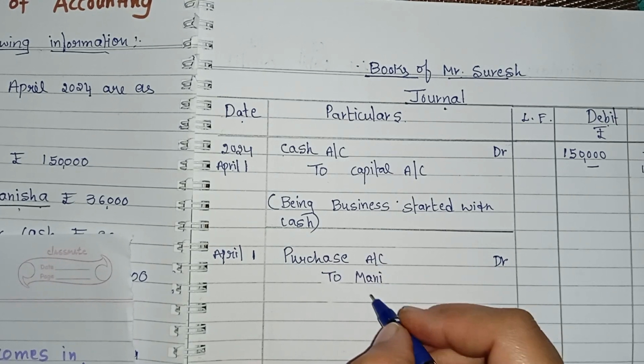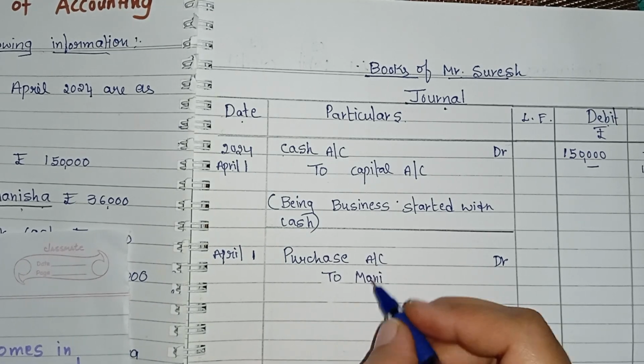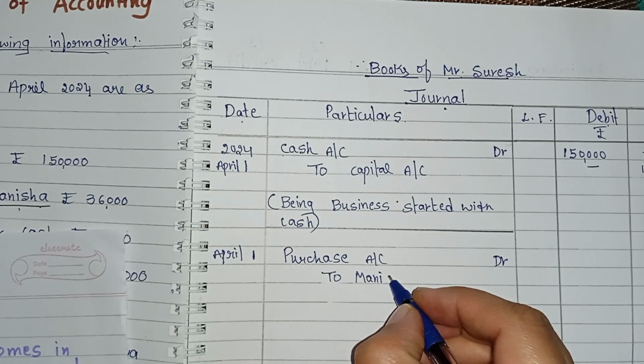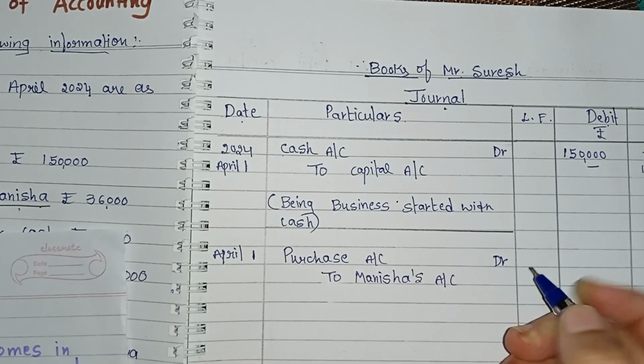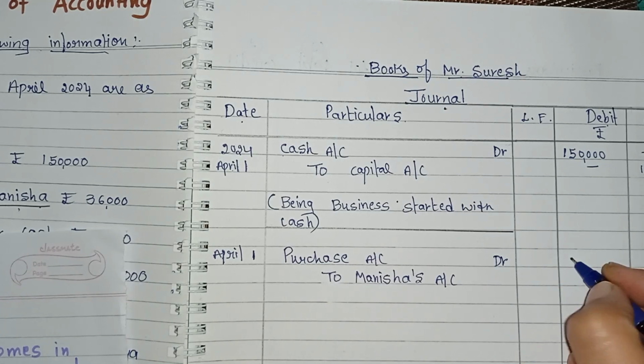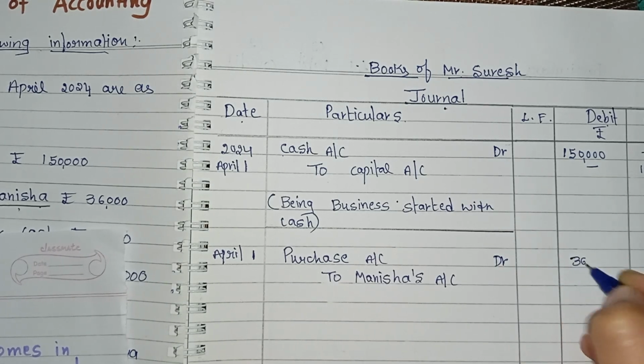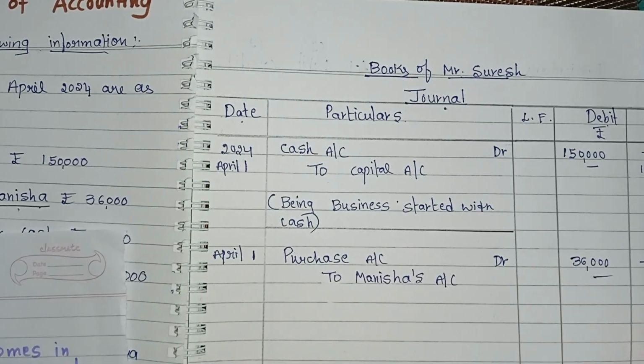The rule is credit the giver, so Manisha's account. Purchase account debtor, the amount is rupees 36,000. Credit amount 36,000.